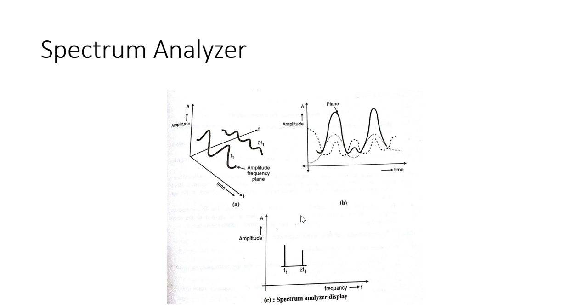Okay, so the output will be like this. We have to concentrate on this one. You will get a graph like this. That is very important. So this is the basic difference between a cathode ray oscilloscope and a spectrum analyzer.